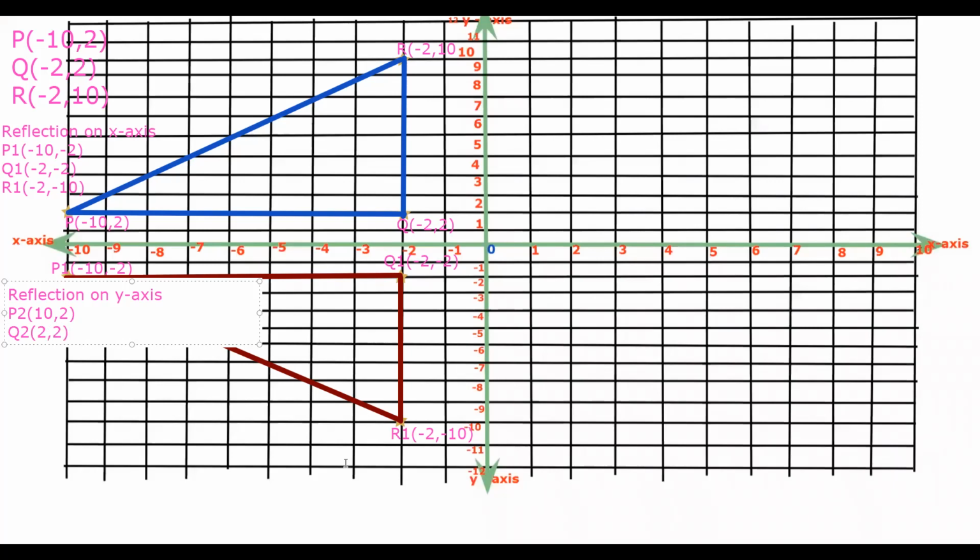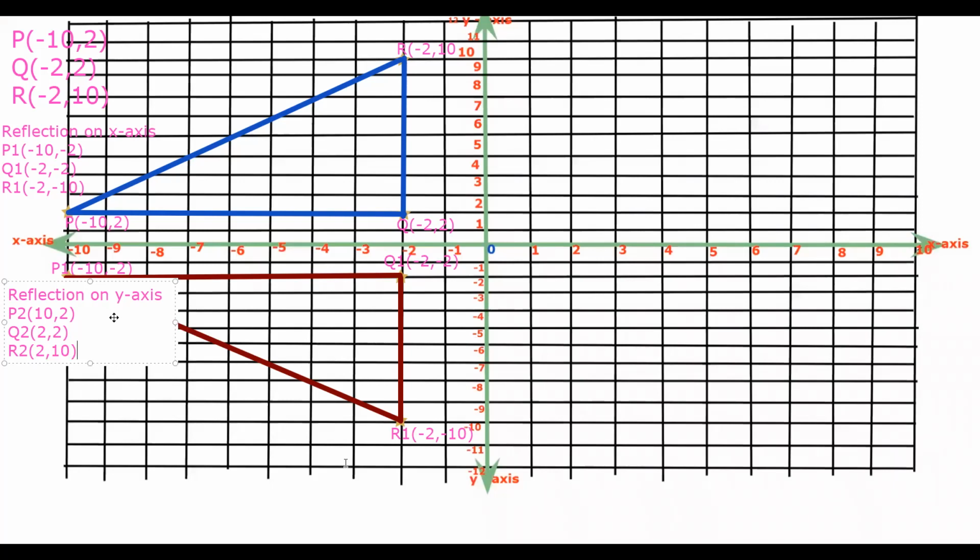Okay. Then R2 here, which will also be negative 2 and 10 reflected on the y-axis, means we are going to protect the y coordinate without changing anything on it, but you will negate the x. But the x is already possessing a negative, so the negative 2 becomes positive. So negative, negative 2 will be positive. Okay, so we have positive 2 and 10.